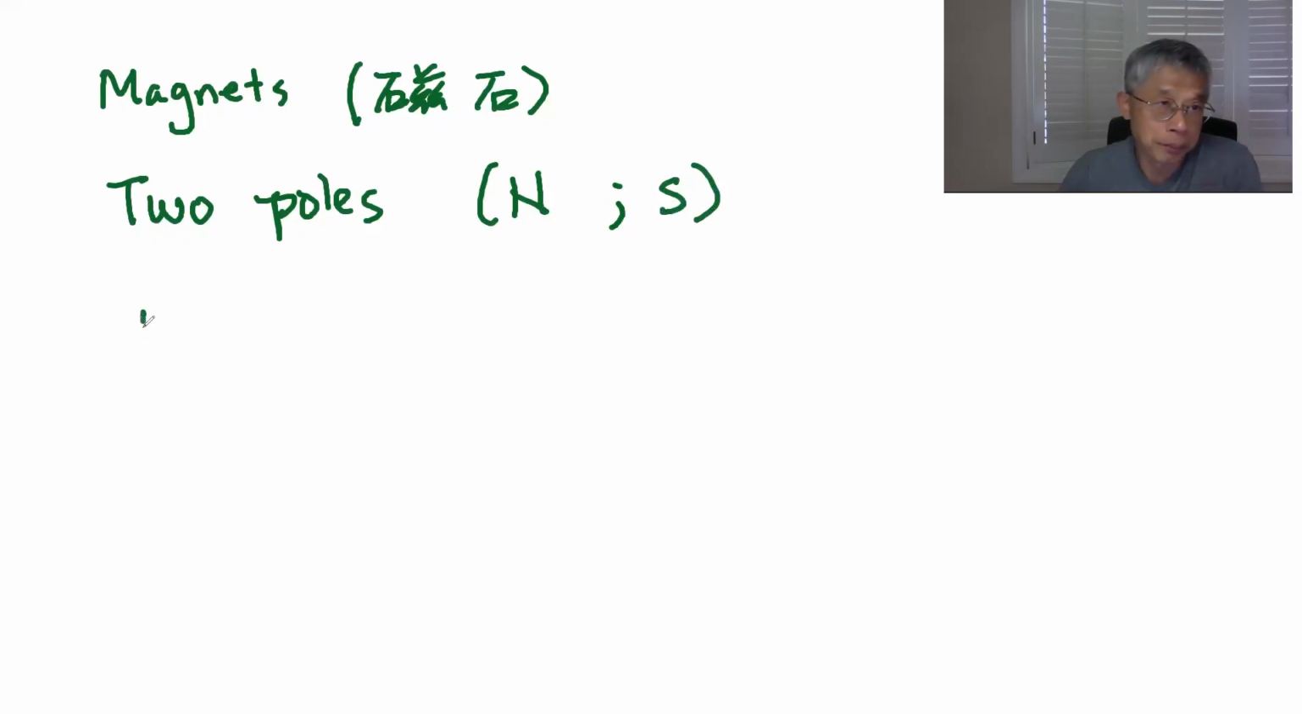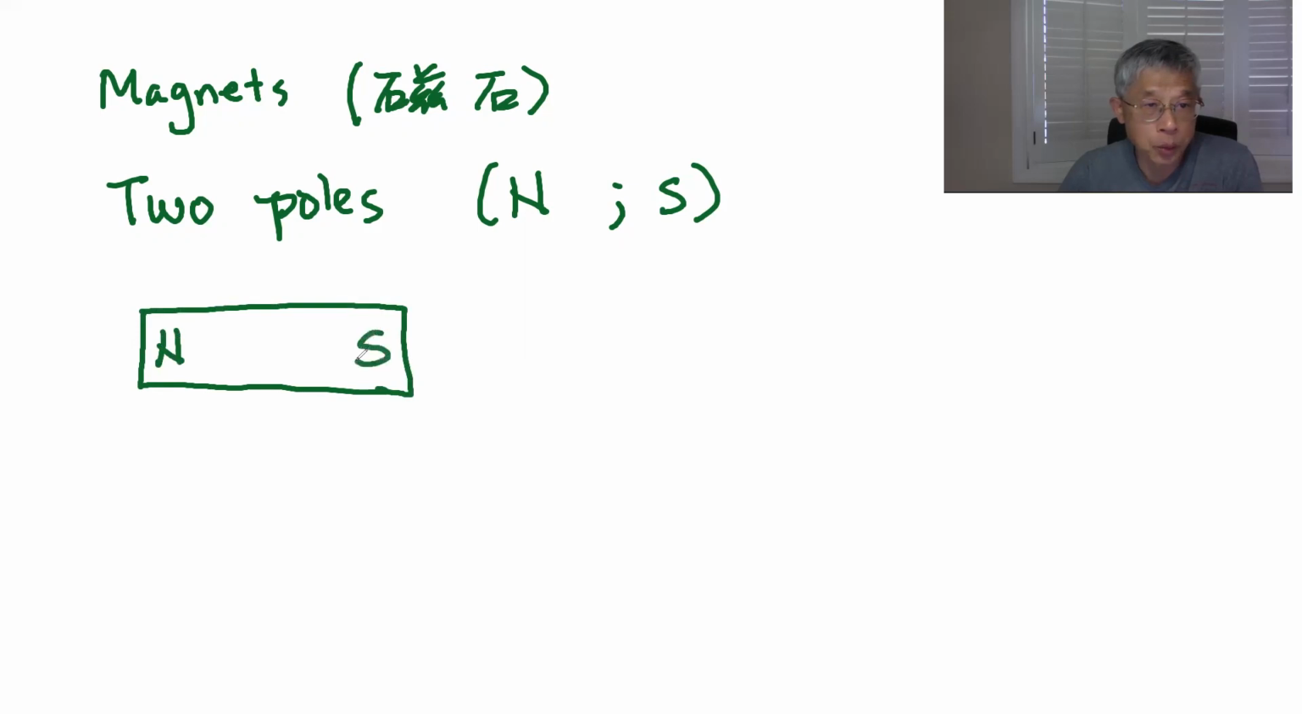If you take a bar magnet, then one side will be north and one side will be south. Okay, so you call this one the north pole, and you call this one the south pole.